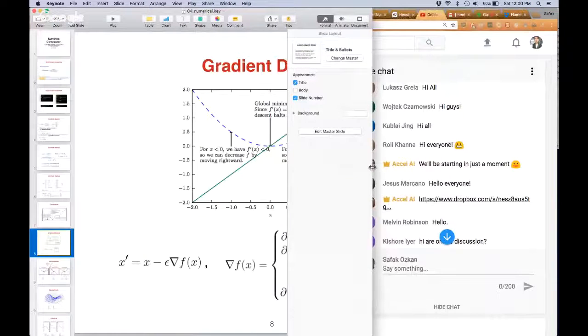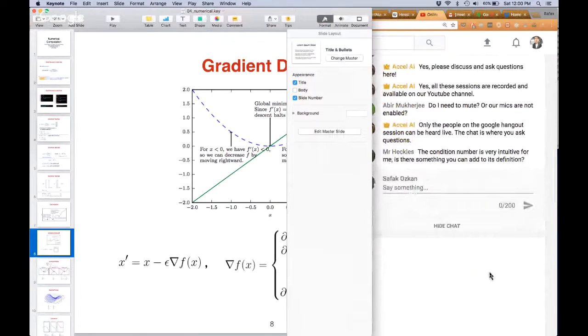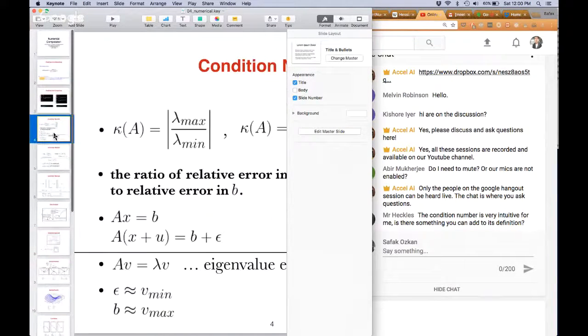Oh, there is a quick question right here in the chat. It says, the condition number is very intuitive for me. Is there something you can add to its definition? Oh, I think I have talked about the condition number as much as I could.